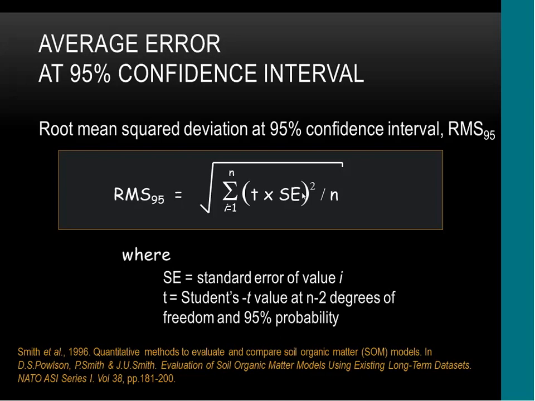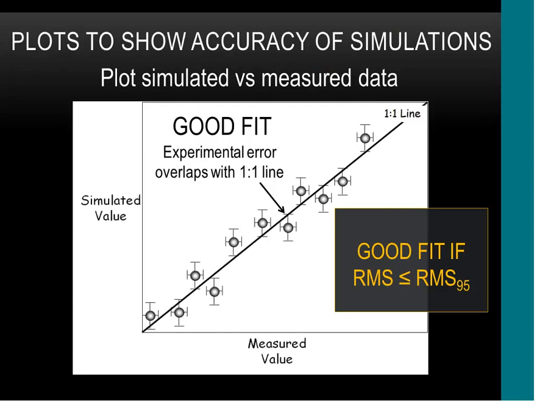So we use that student's T value from the 95% confidence interval, we use the standard error, and then that defines the RMSE 95. So once we know the 95% confidence interval, we compare our estimate of RMS, the root mean square deviation, to see if it fits within those boundaries. So a good fit happens if the RMS is equal to or less than RMS 95. And RMS 95 is defined by the measurements.